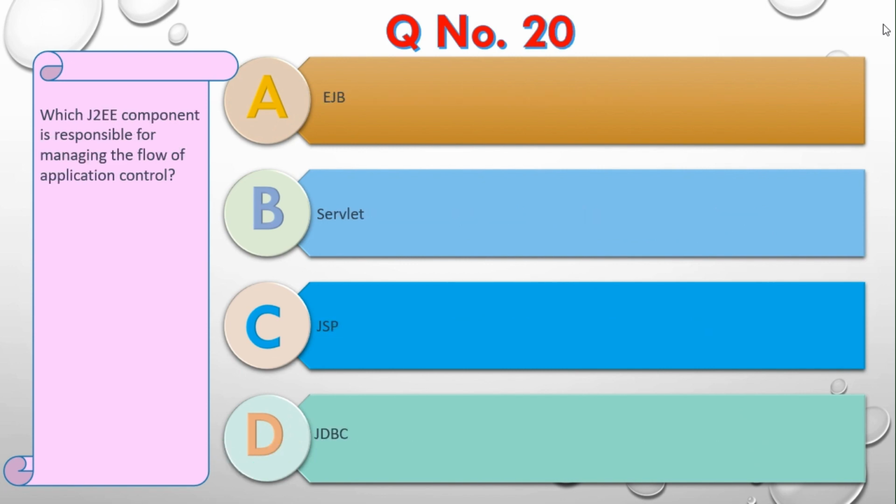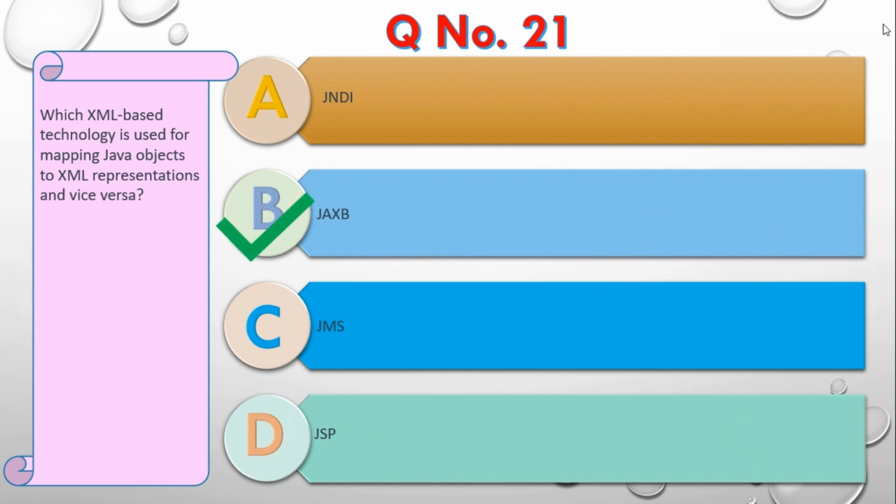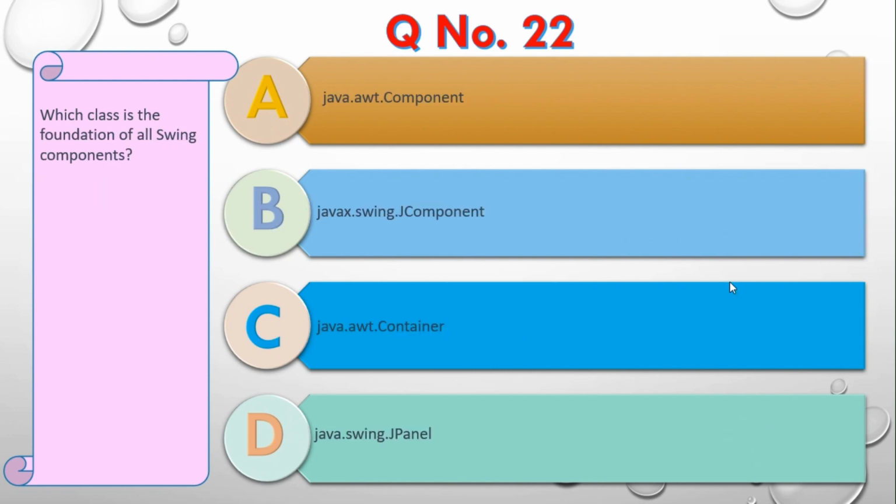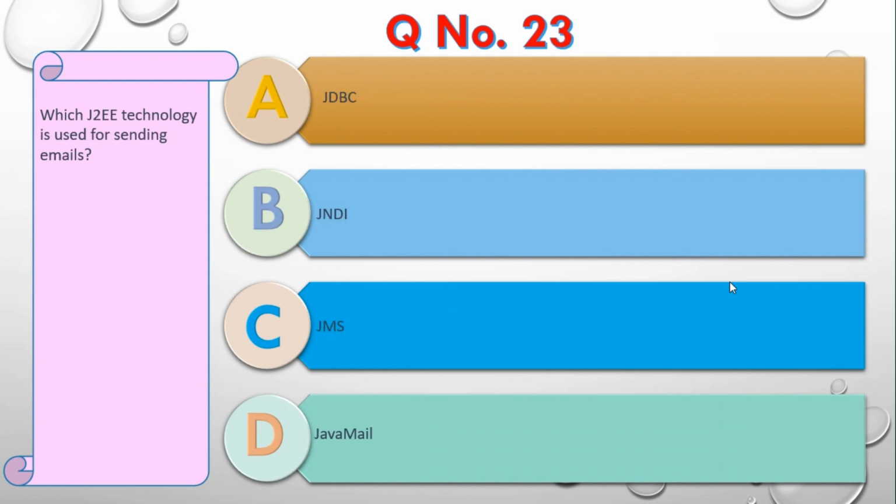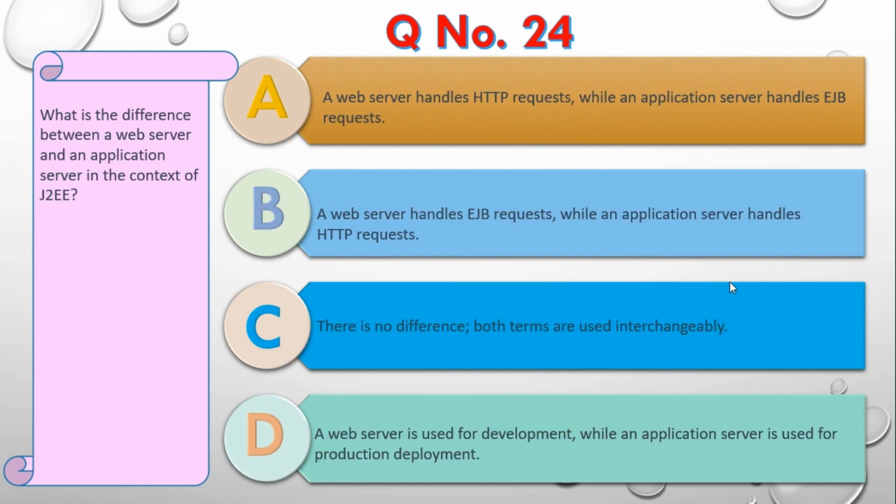Which J2EE component is responsible for managing the flow of application control? JSP. Which XML based technology is used for mapping Java objects to XML representation and vice versa? JAXB. Which class is the foundation of all Swing components? javax.swing.JComponent. Which J2EE technology is used for sending emails? JavaMail.